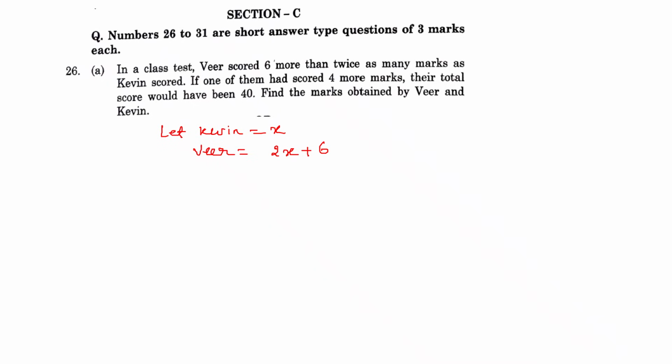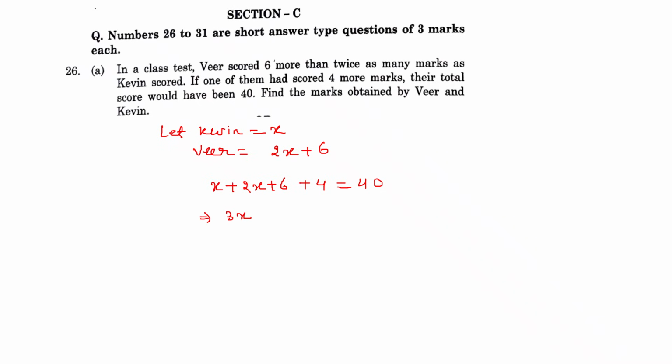Then it is given, if one of them had scored 4 more marks, I don't know whether it is Kevin or Veer, any one of them, then their total marks would have been 40. So now we can do two things. Either we add 4 to the sum of their scores, which will be equal to 40, or if you add Kevin and Veer's present marks, then it should be 4 less than 40. It should be 36. Any one way you can solve.